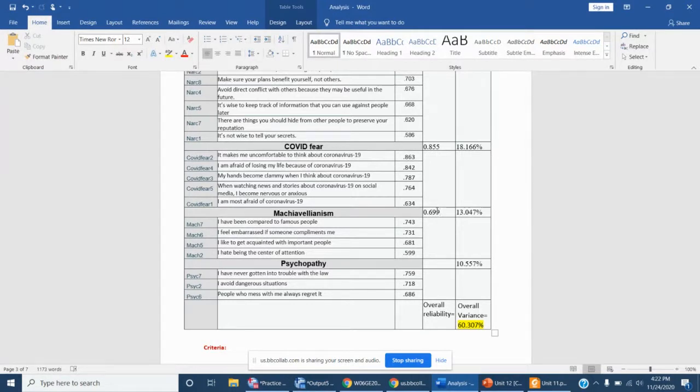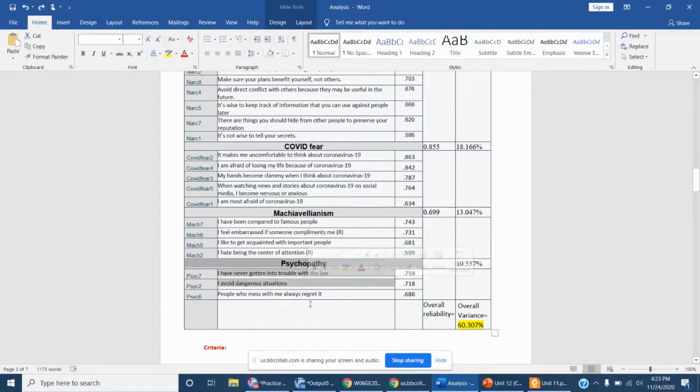So when I converted them into positive questions, I need to revise the statements as well. So when I say I hate being the center of attention, I should say I love being the center of attention. So these were the two questions which were negatively worded. I have now converted them into positively worded questions, and the result is good as well.